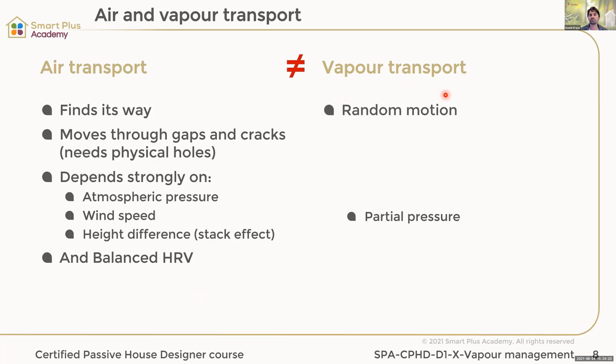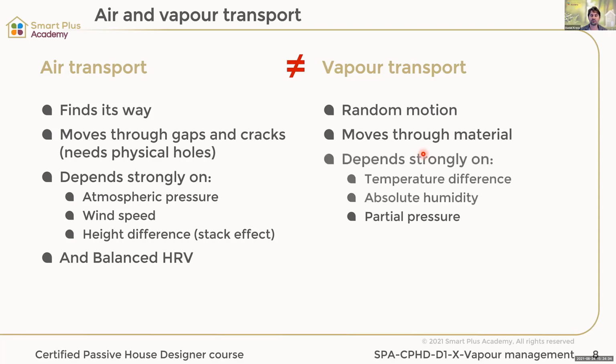Vapor transport is random movement. It's just random movement, moves through material. Yeah, if the material is not vapor tight, then it moves through the material. It doesn't need a physical hole. It depends strongly on temperature difference, absolute humidity, and partial pressure. Yeah, so this is the difference.